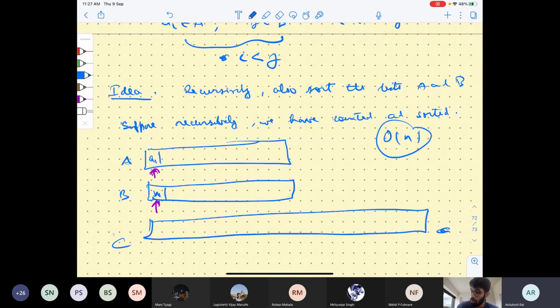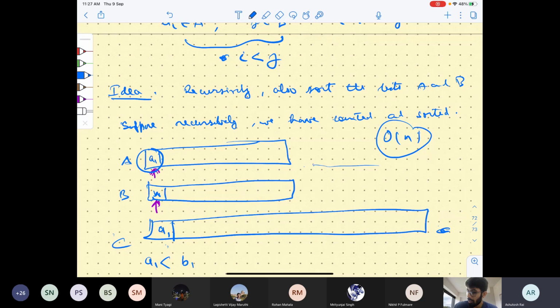So whatever is smaller, we'll put here. So suppose if A1 is less than B1, then we will put it here. A1. And whenever we put something in C, we'll see how many inversions are involving that element. So if we put A1 here, are there any inversions involving A1? No.